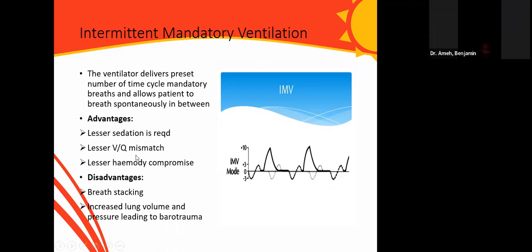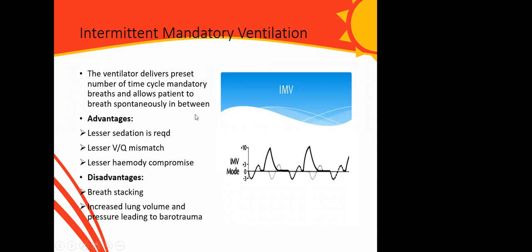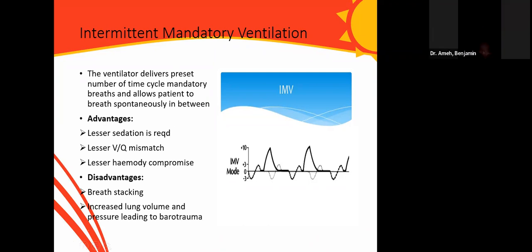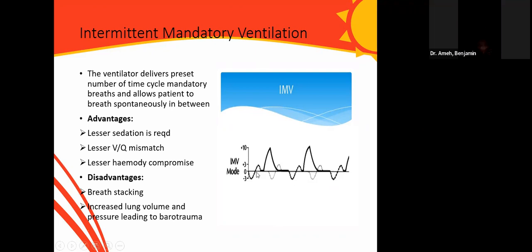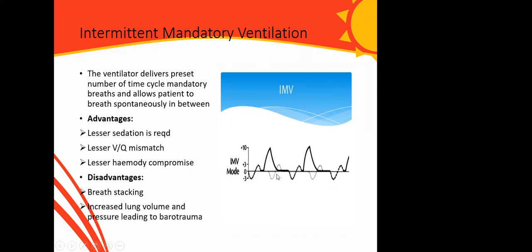In intermittent mandatory ventilation, the ventilator delivers a preset number of time-cycled mandatory breaths and allows the patient to breathe spontaneously in between. You can see here that these dotted ones are the patient's respiratory breaths. So the ventilator delivers time-cycled mandatory breaths, and it stops. It allows the patient to take some breaths on his or her own.